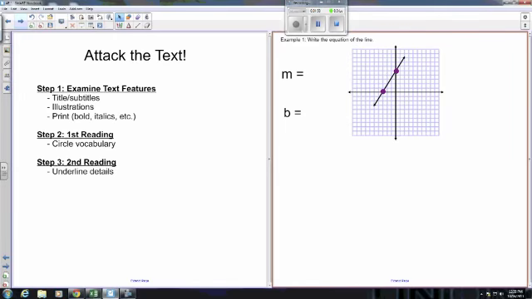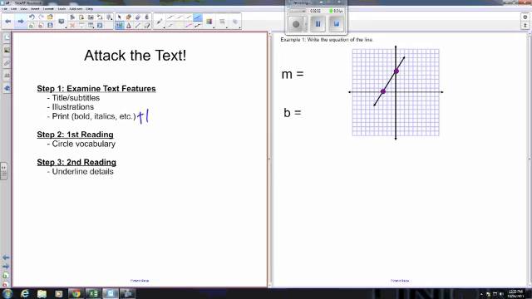So when I look at this, step one is examine the text features. I'm going to look for any titles, subtitles, illustrations. Here we have a picture of a graph. And also we need print, bold, italics. I think in math, we need to add numbers to this one because that's always going to help them anytime they see numbers up here. Obviously, this one's going to be a little bit harder to see numbers, but later on down the road, we'll use that. Circle any vocabulary, and then our second time through, we're going to underline the details.